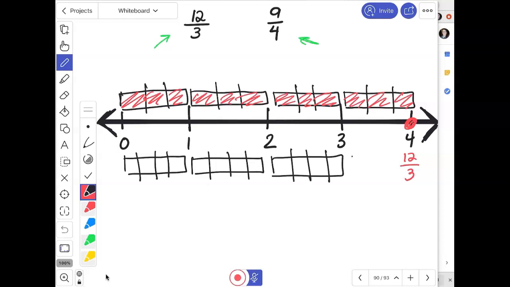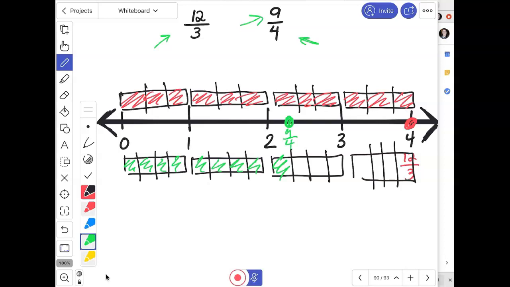And I know I'm breaking them into fourths because my denominator is 4. So now I'm shading 9 pieces. 1, 2, 3, 4, 5, 6, 7, 8, 9. So 9/4 is like right here. So again, 12/3 is further to the right, therefore it's greater.